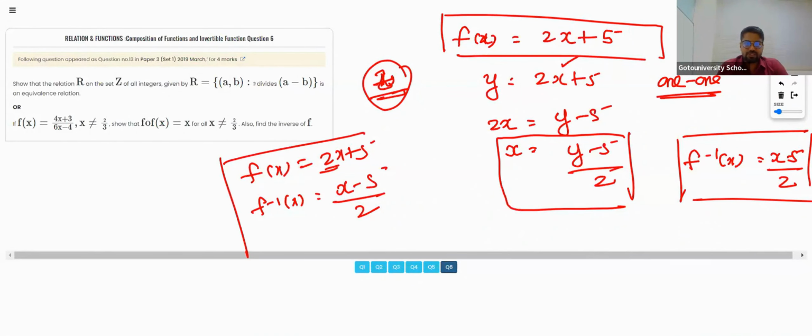So if you can try to find the inverse of this function, please try it, practice it.